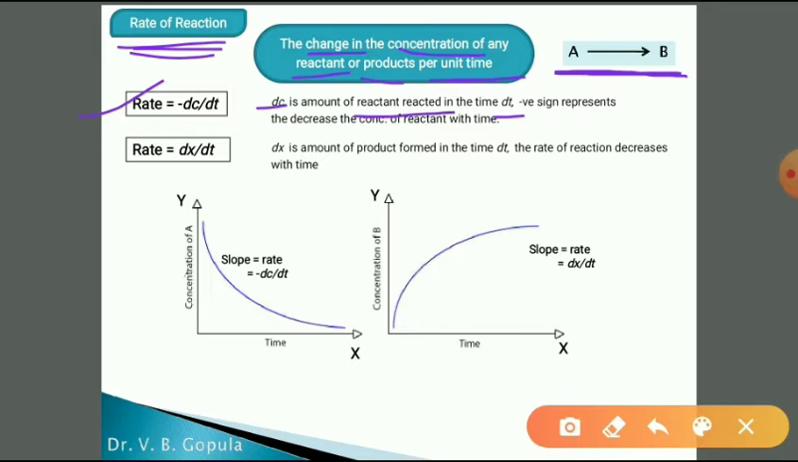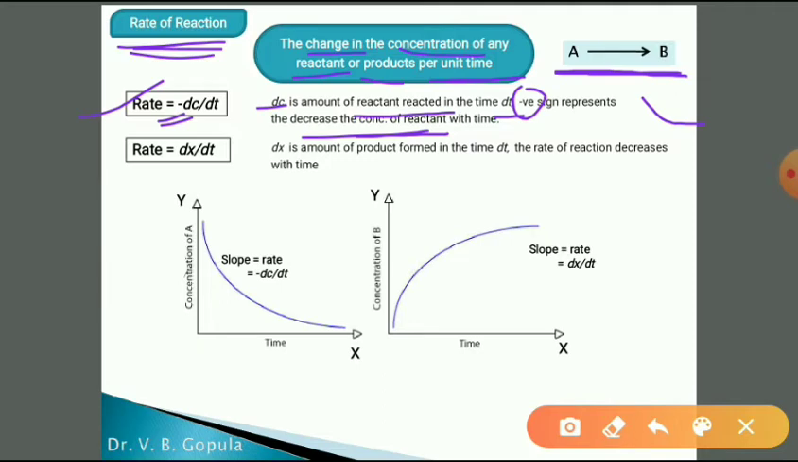So their ratio gives the rate of that equation. But here we can see the negative sign is there. The negative sign in the equation indicates the decrease in the concentration of the reactant with respect to time. That means as the time progresses, the concentration of the reactant always goes on decreasing. That's why the negative sign is there.